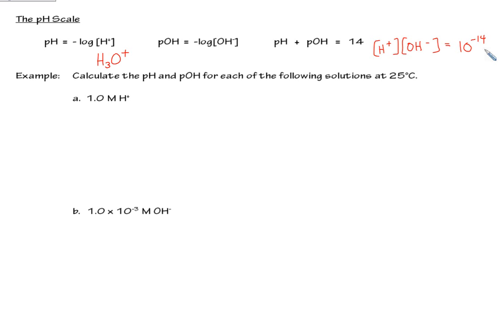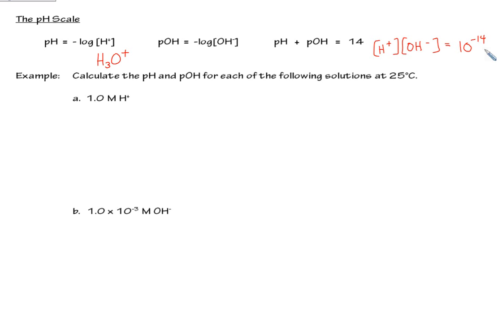Well, this will be true of any solution. If the solution's more acidic, there's more hydrogen, less hydroxide. If the solution's more basic, there's less hydrogen, more hydroxide. But the product should always give you 10 to the negative 14th. So a couple things we can do with this. We want to calculate the pH and the pOH of the following solutions at 25 degrees.